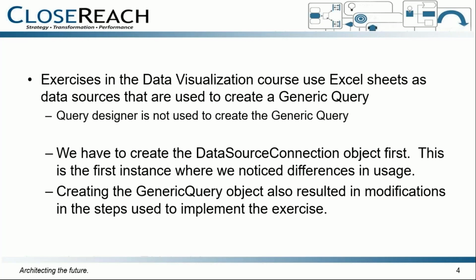The first thing we have to do when we have this sort of external data source and we're not using the query designer is create that data source connection object first. Creating this data source connection object is the first time that we noticed there was a difference in how we would utilize the object in order to execute our exercise. Also, when we were creating the generic query itself, it resulted in some modifications in the steps that we used, so maybe some of the steps that you would see in the future if you were using version 10.